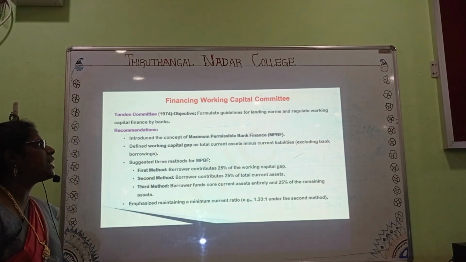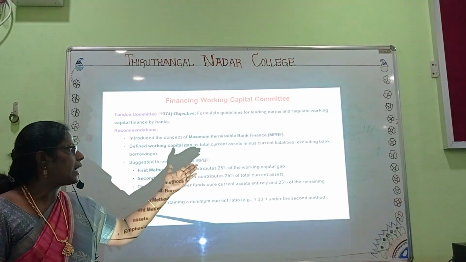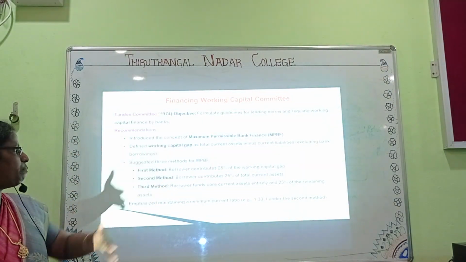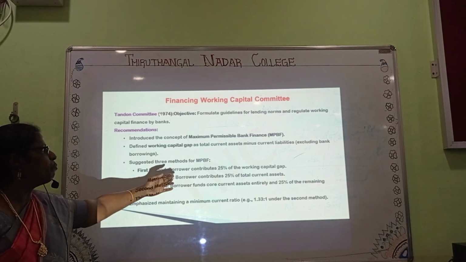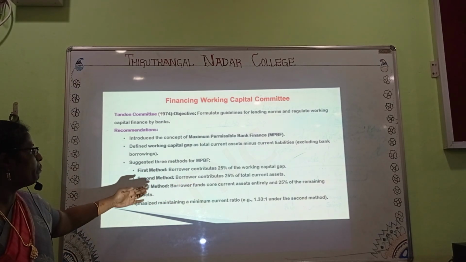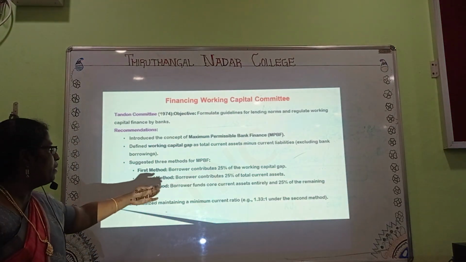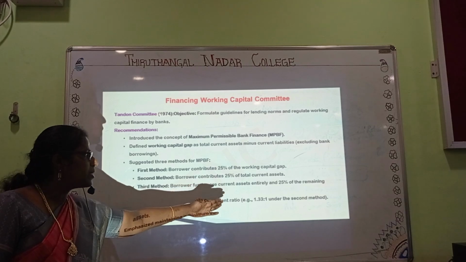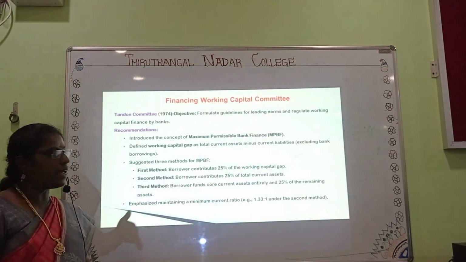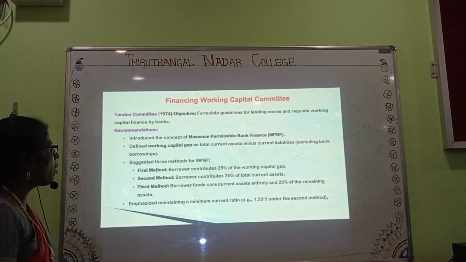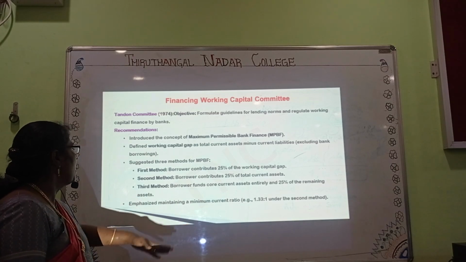Introduced the concept of maximum permissible bank finance and defined working capital as total current asset minus current liabilities. Okay, the working capital concept it is. And they suggested three methods for MPBF. First method, borrower contributes 25% of the working capital gap. Second method, borrower contributes 25% of total current asset. There is a difference between working capital gap and current asset. And the third method is borrower funds core current assets entirely and 25% of the remaining asset.